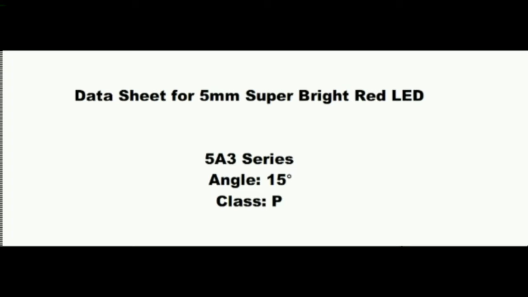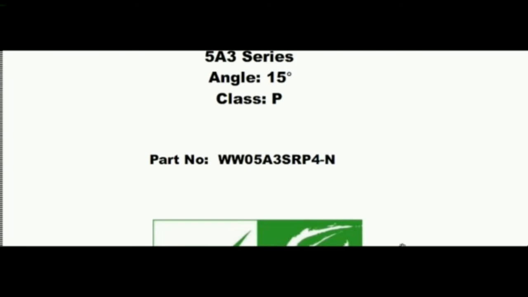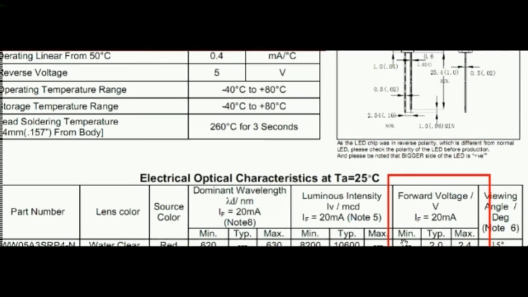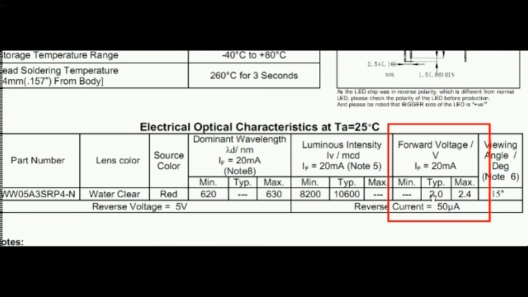Using the datasheet for 5 super bright LED, I found the values of Vf and If. Vf is 2 volt, this is a typical forward voltage of LED, and forward continuous current is 20 milliampere.